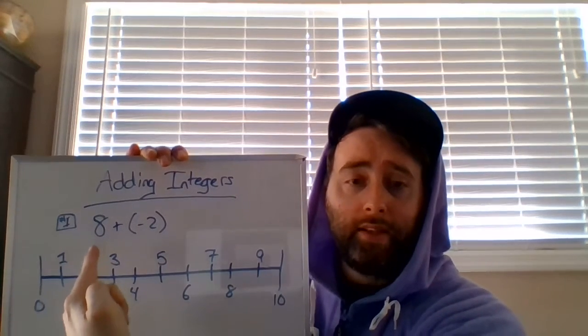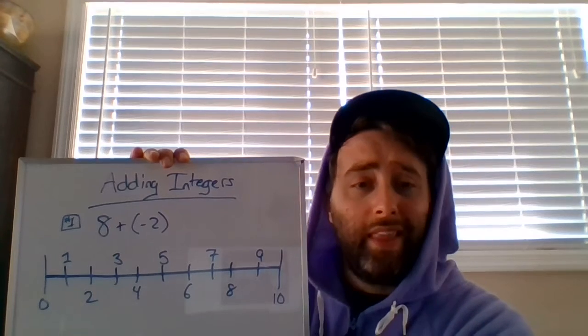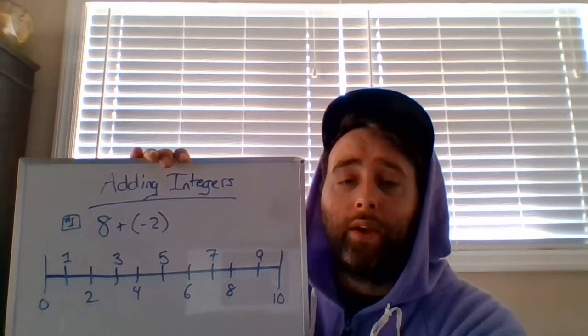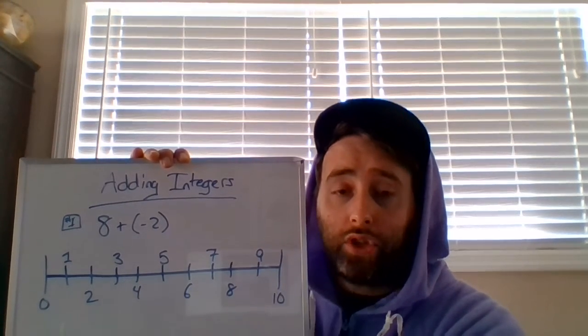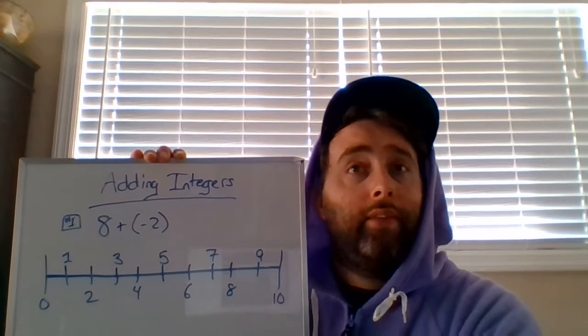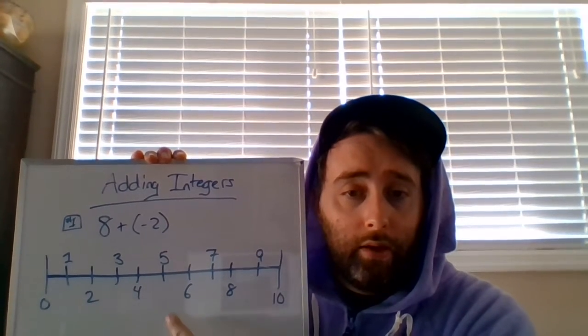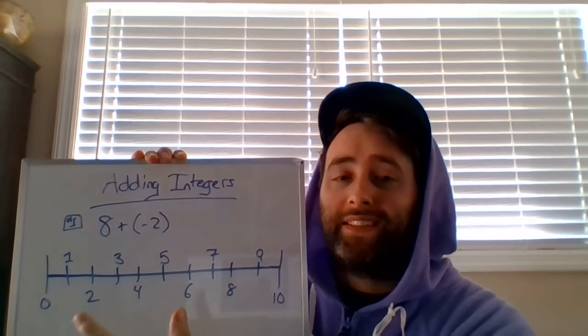What's the absolute value of 8? 8. What's the absolute value of 2? Well, they're negative 2. That's 2. Because the absolute value has to do with how far it is away from the 0, no matter what type of number it is. So you could subtract the absolute value. So you'd have 8 minus 2, which we all know would be 6.